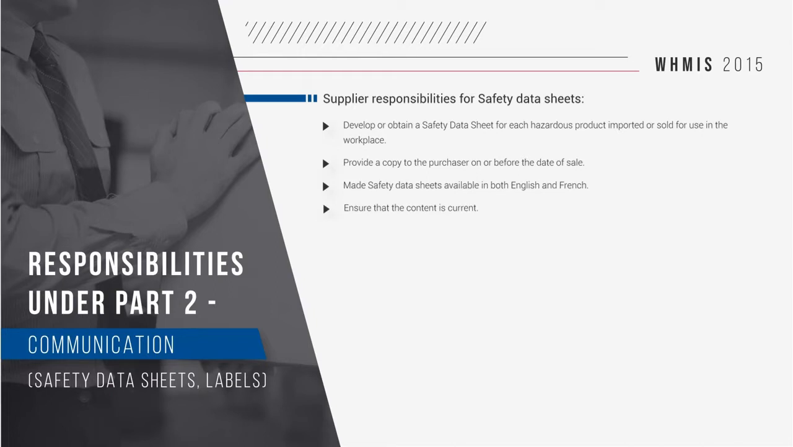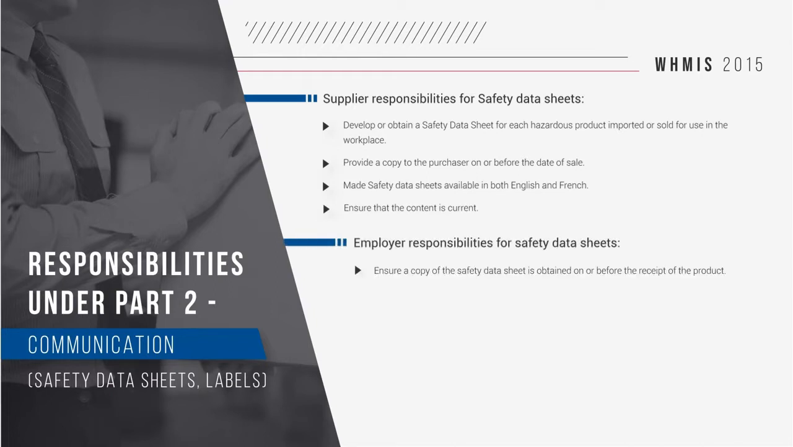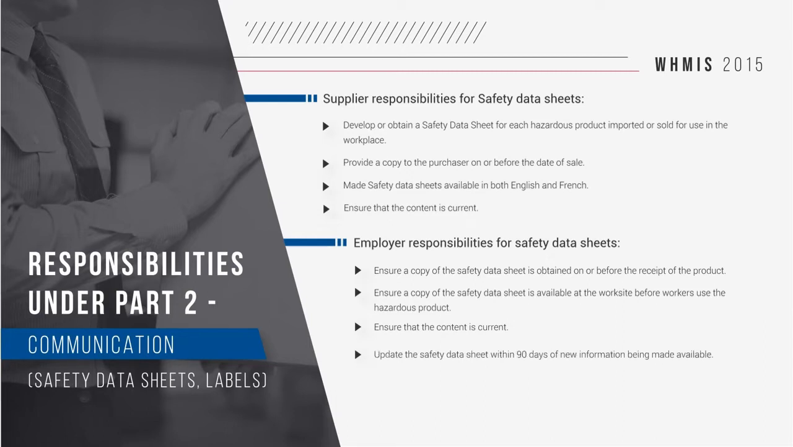The employer also has responsibilities for safety data sheets. The employer must ensure a copy of the safety data sheet is obtained on or before the receipt of the hazardous product. A copy of the safety data sheet is available at the worksite before workers use the hazardous product. Workers must know where the safety data sheets are kept and understand both the information and its significance. The employer must also update the safety data sheet within 90 days of new information coming out about the product.